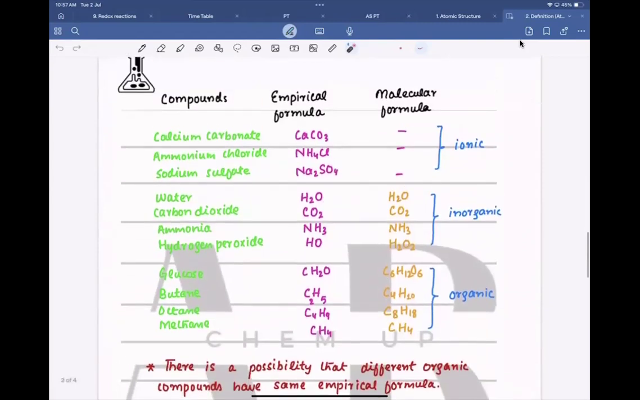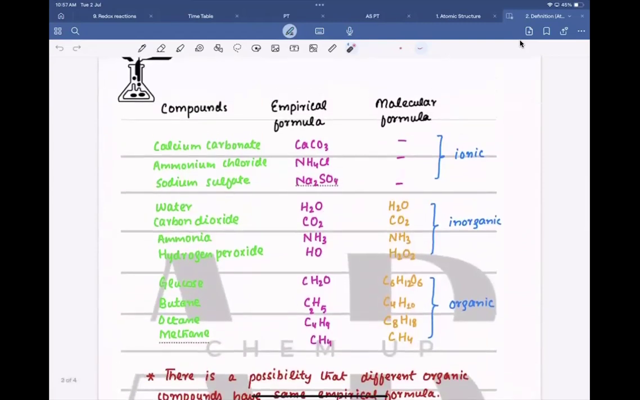Now, here I've got some examples. See, these are ionic ones. So they don't have any molecular formula, only a formula unit or empirical formula. Then there are inorganic compounds with the empirical and molecular formula either the same or different. Then we have organic compounds with empirical and molecular formulas.